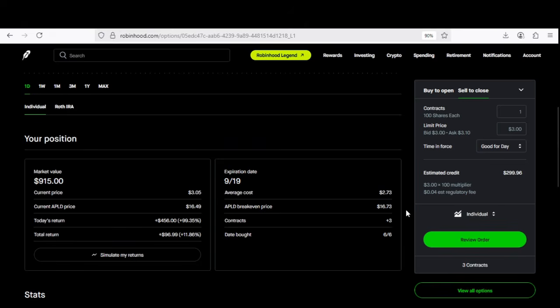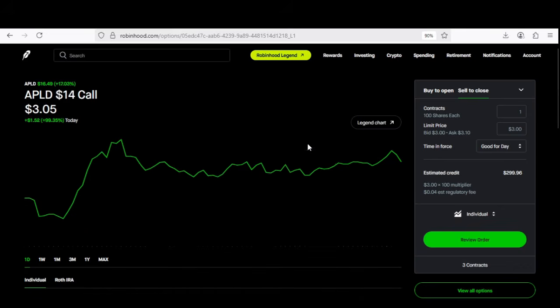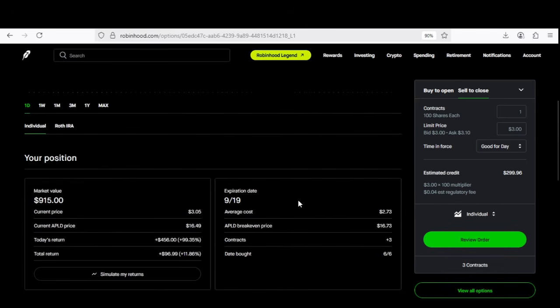Now, another thing I want to bring to your attention is the price of the stock. Remember, the break even is $16.73, but the current price of the stock is $16.49, which is less than the break even. Now, although the price of the stock has not touched our break even yet, we're still making money right here. Now, let's say the share price right now is way below here, then you'd still be up on the trade.